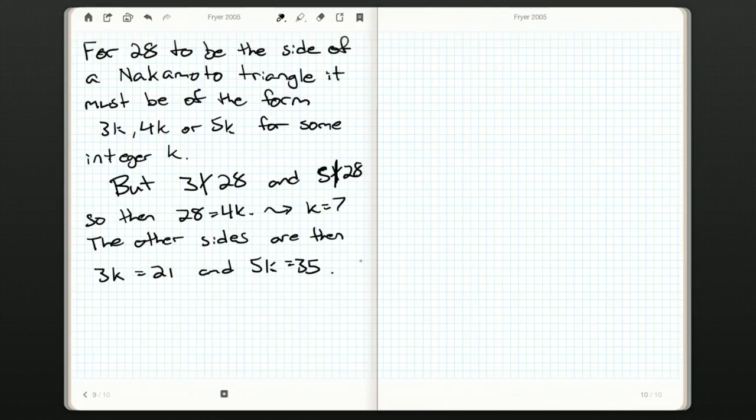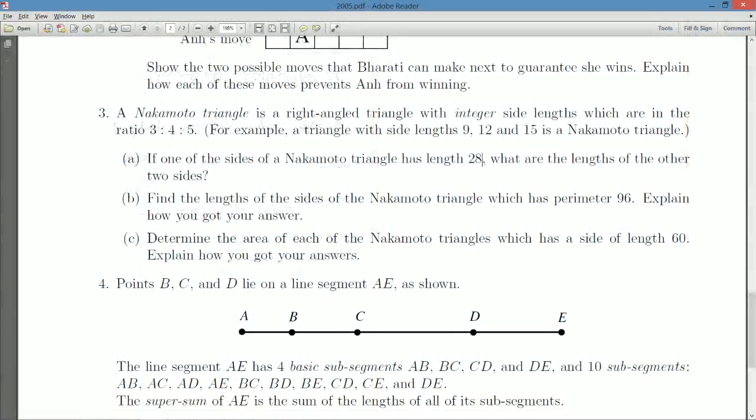That really does it for part A. Again, if you're worried about just saying that there's some integer k here, you are likely smart enough that you will probably know the simple argument. Assume that k was a fraction, and use a greatest common divisor argument to show that one of the other ones, 4k, 5k, 3k, will have to also be a fraction. But again, don't really worry about it. Okay. So we got the lengths of the other two sides.